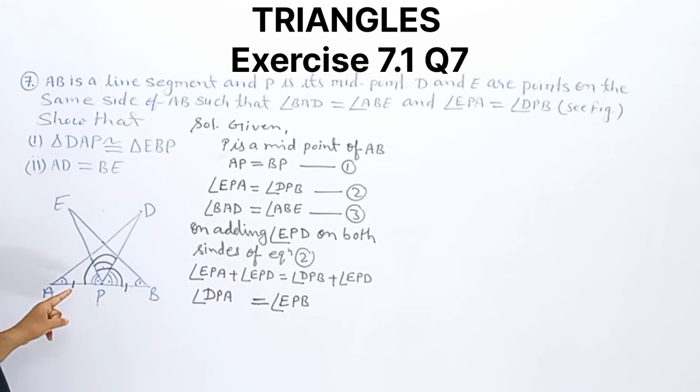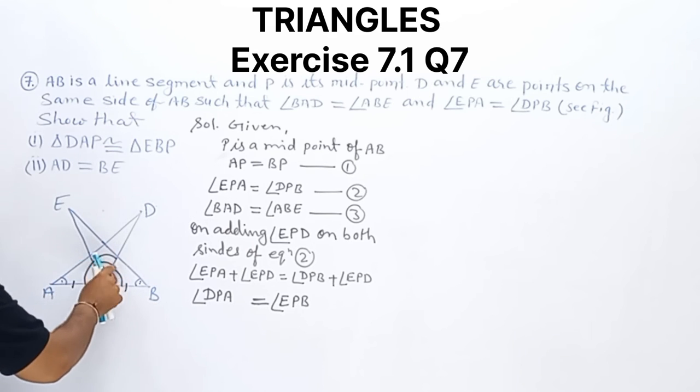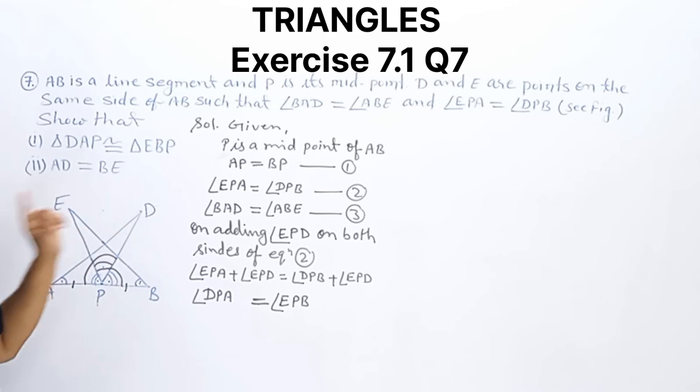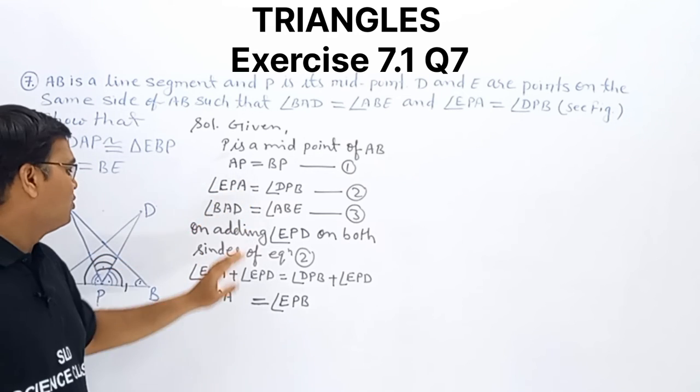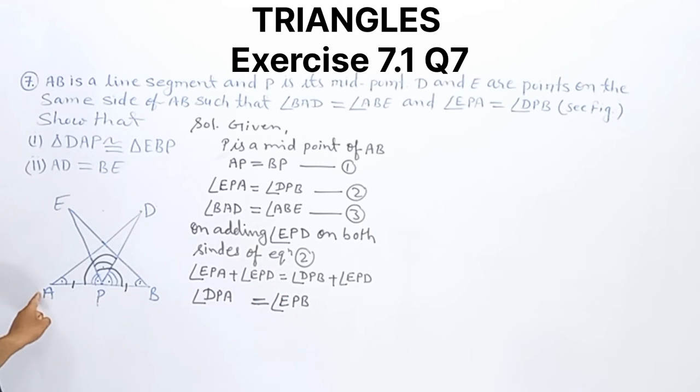So angle EPA equals angle DPB. But for these two triangles we require this complete angle, and this one. So we are adding EPD in both sides of equation number 2. Then what do we get? Angle DPA will be equal to angle EPB.